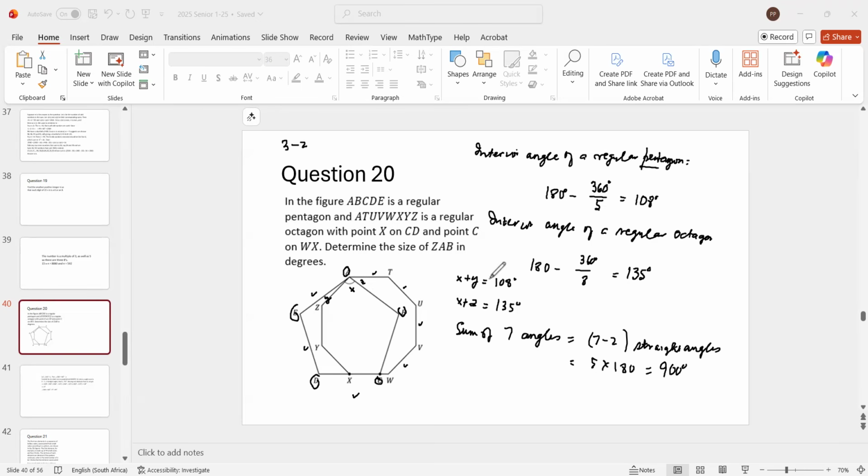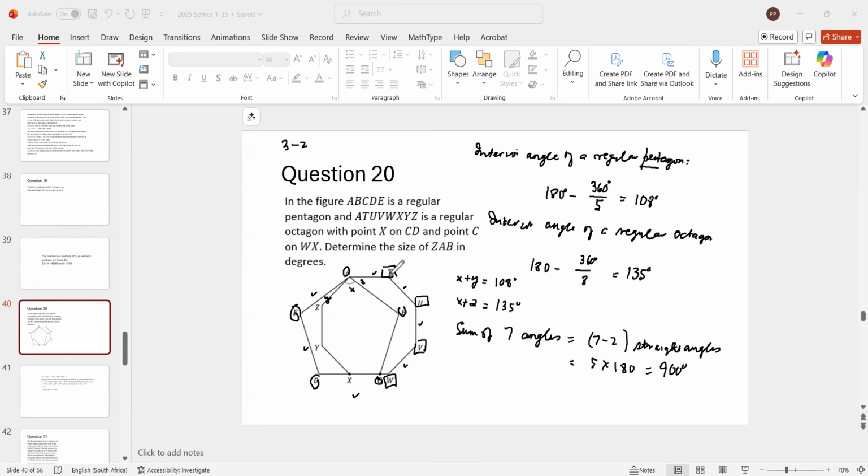All right, so let's add up all these angles. I'm going to add, we'll put a square around the octagonal angles. Now this angle here is also an octagonal angle. But this one is a pentagonal angle, the circles. All right.